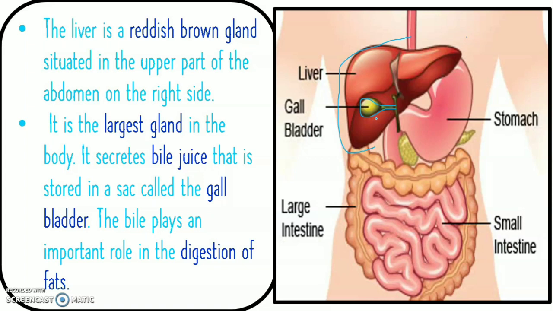So the carbohydrates were digested in the mouth. The proteins were digested in the stomach. Now the fats are being digested in the small intestine with the help of the bile juice.